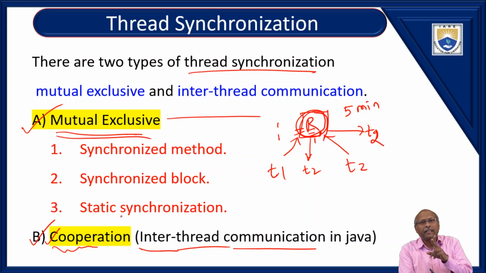So, you can implement synchronization in two ways. One is mutually exclusive, second is cooperation. Generally, in IPC or inter-thread communication, ITC uses the cooperative way. So, in both ways, you can implement thread synchronization.